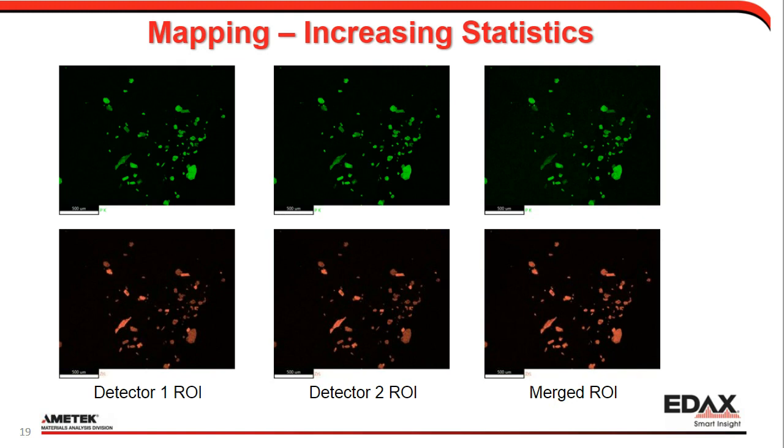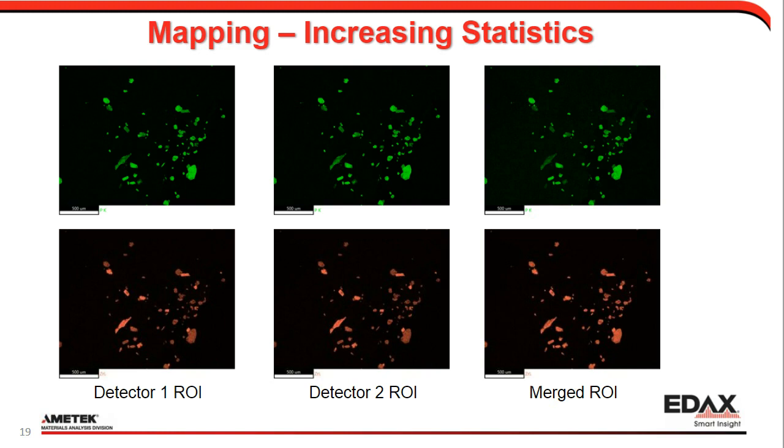Top left is from Detector 1, center is from Detector 2, and right is the merged maps, where we basically go through every single pixel and add the spectrum from that pixel for both maps together to create a third map. And in the bottom, we do the same thing for the zircon.